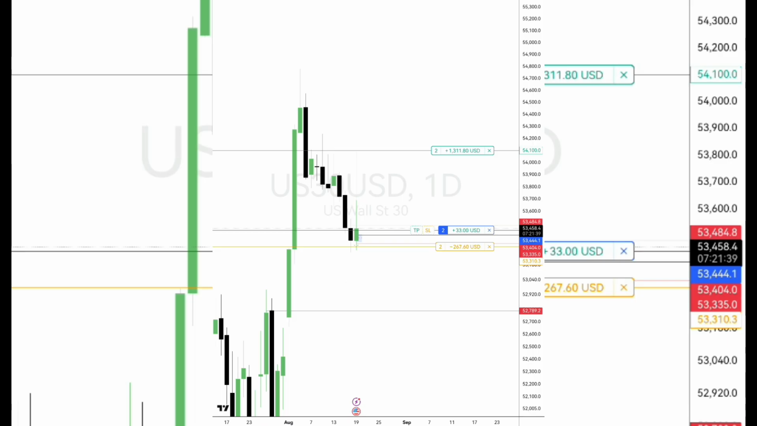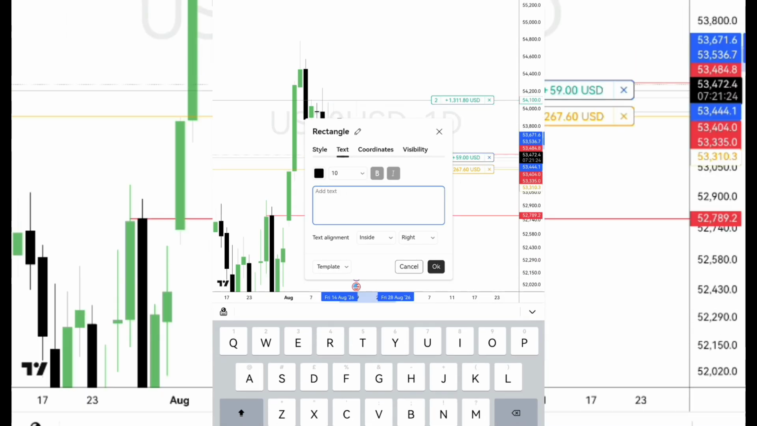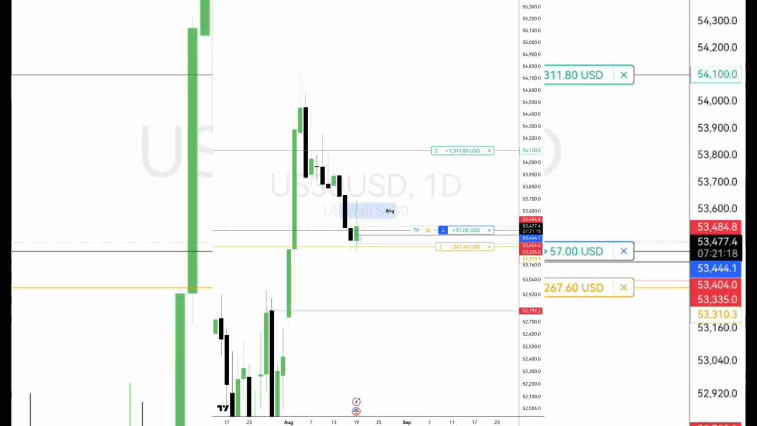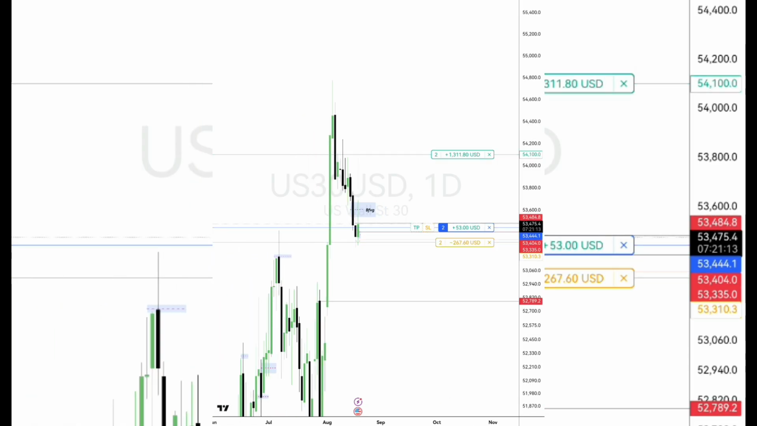Actually, it's highly possible that price just came to fill this gap here and then crash back down. If this is a fair value gap, a bearish fair value gap, then price is going to drop from there and push all the way down.